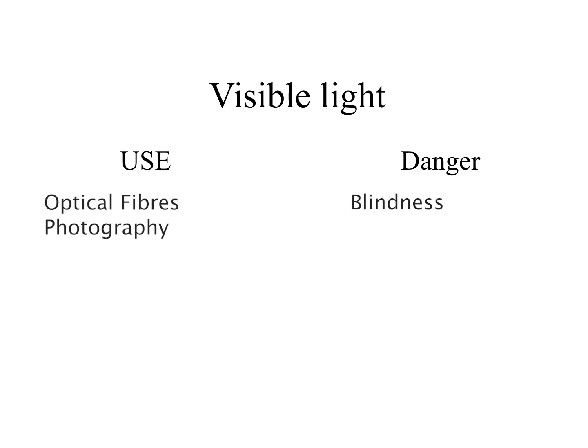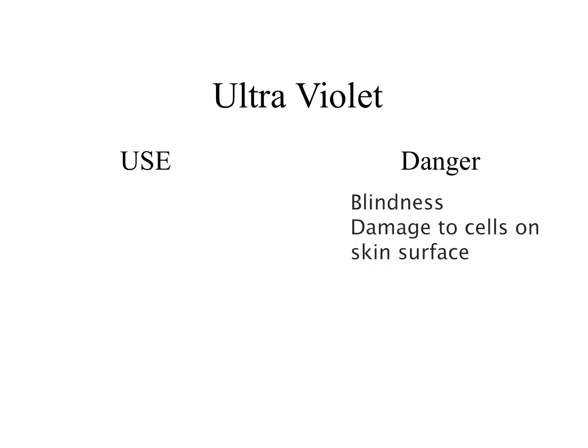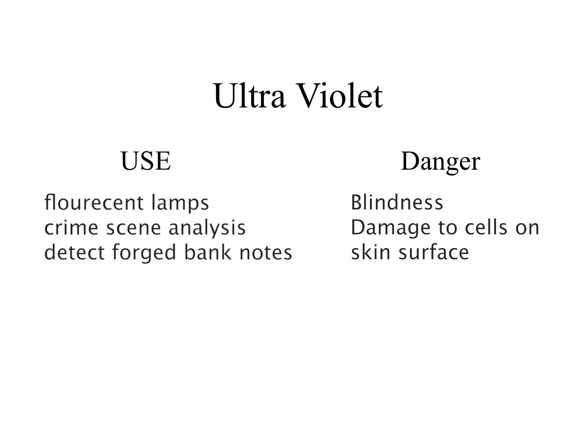It could appear that you could say blindness, but I would prefer that you put that under the next one, which is UV. The dangers of UV would be damage to skin surface cells and blindness. A use of UV is for fluorescent lamps, used in crime scene analysis, used to detect fake banknotes.